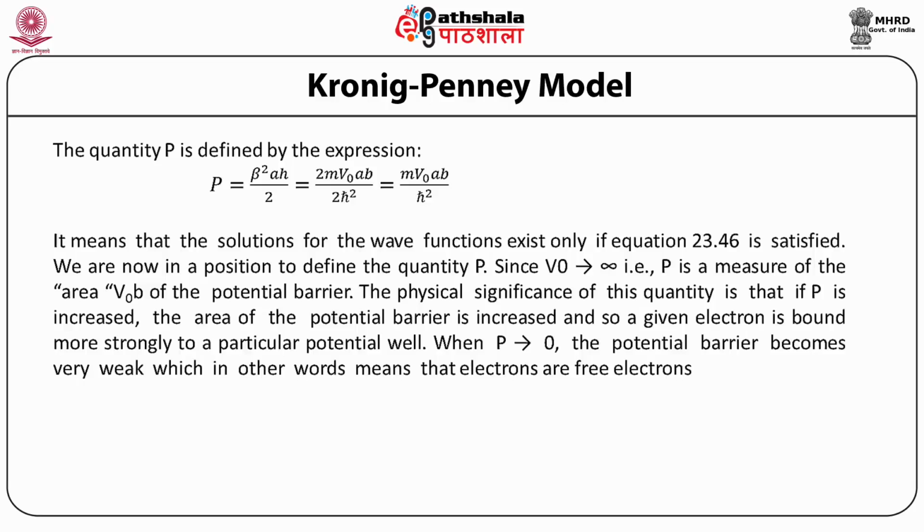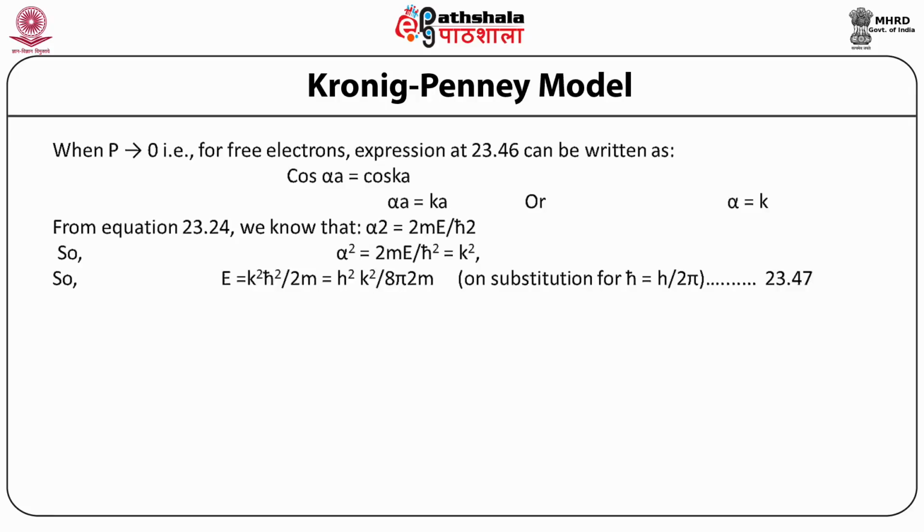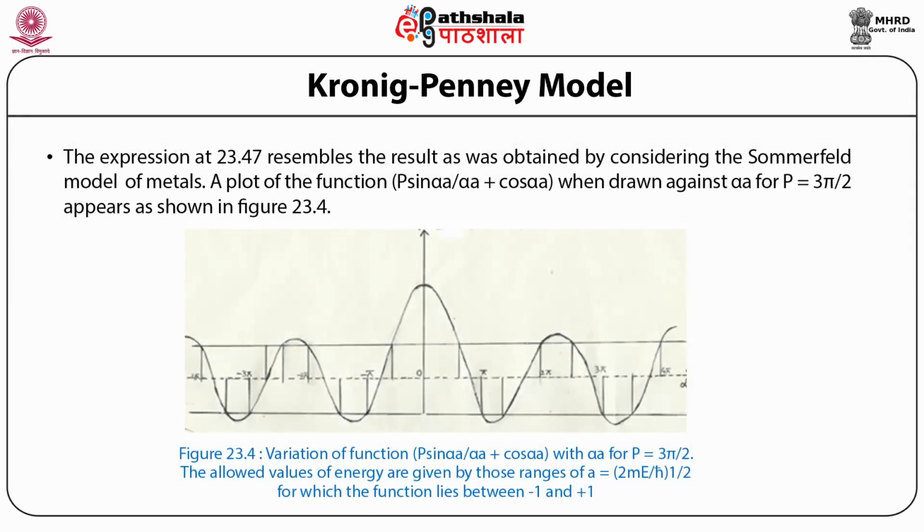When P tends to 0, the potential barrier becomes very weak, which in other words means that electrons are free electrons. When P tends to 0, that is for free electrons, expression 23.46 can be written as cos alpha a equal to cos ka, or alpha a is equal to ka. From equation 23.24, we know that alpha square is equal to 2mE upon h cross square. So alpha square is equal to 2mE upon h cross square is equal to k square. So E is equal to k square h cross square upon 2m, which is equal to h square k square upon 8 pi square m on substitution for h cross equal to h by 2 pi, which is represented as equation 23.47. The expression 23.47 resembles the result obtained by considering the Sommerfeld model of metal.